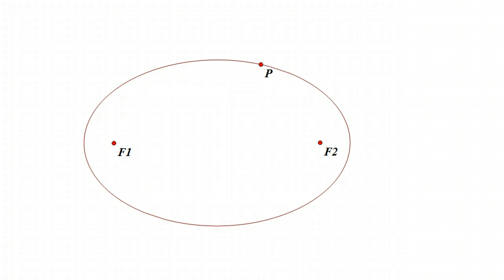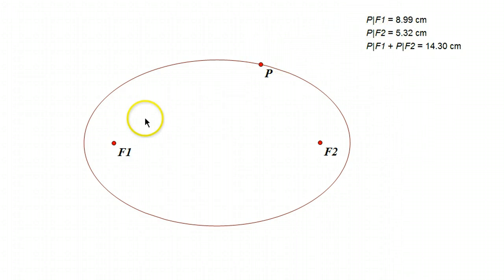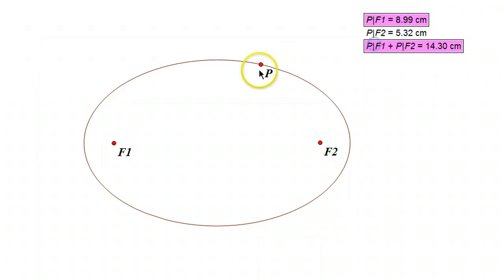So let's take a look at an example. Here I have this point, and the distance from this point to the first focus is this value, and the distance from this point to the second focus is this distance. As we move the point around the ellipse, the distances are changing, but what doesn't change is the sum of the distances. In this case, the sum of the distances is 14.3. So that's what defines an ellipse.